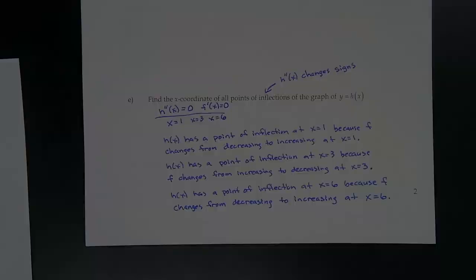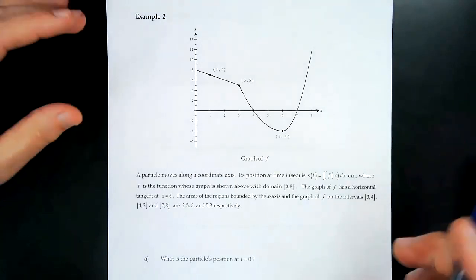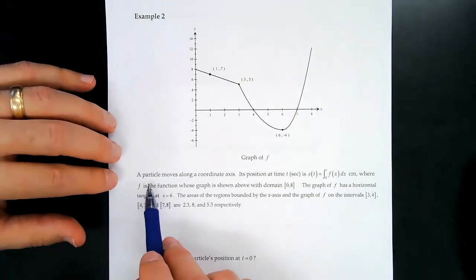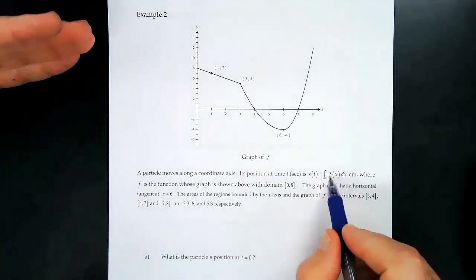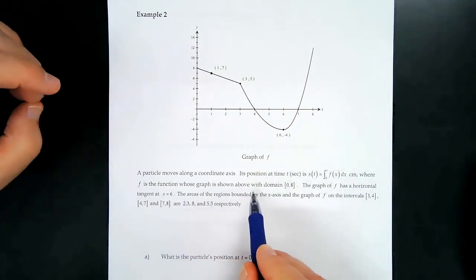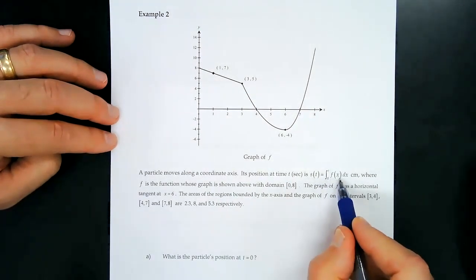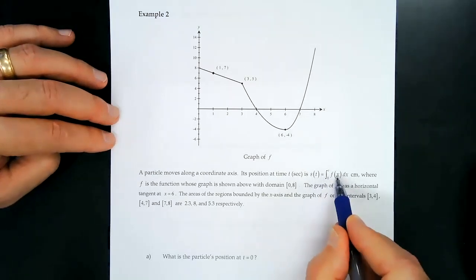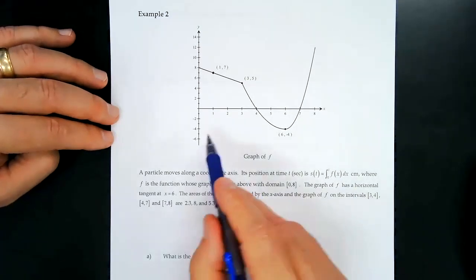Okay, let's go to the next problem. Now we move on to another similar problem, and this is going to go into particle motion and all of that. A particle moves along the coordinate axis. Position s of t is an integral function again, and its output is in centimeters, where f is a function whose graph is shown above with domain 0 to 8. So our position function is the integral from 0 to t of f of x dx. Notice it's ending at t because that's the input variable here, and we're allowed to use x for the integrand and dx here.